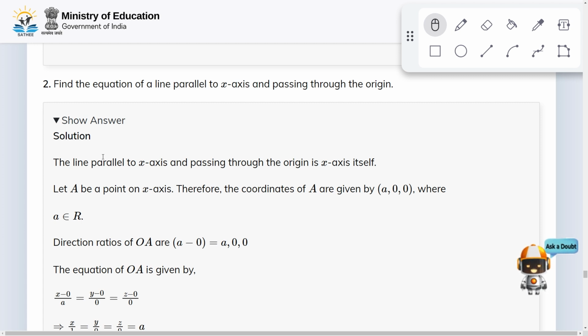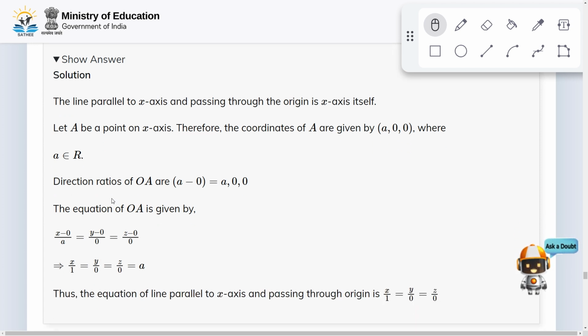So the direction ratios for OA will be a, 0, 0. Clear? How can you find the direction ratios? Very easy. O represents your origin, A represents the point (a, 0, 0), and the direction ratios can be found by using a minus 0, 0 minus 0, 0 minus 0. This means a, 0, 0.